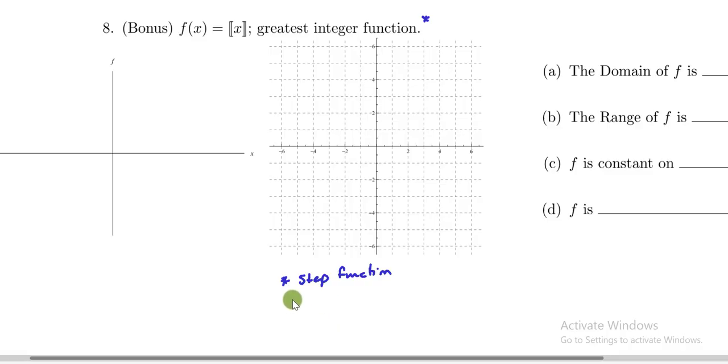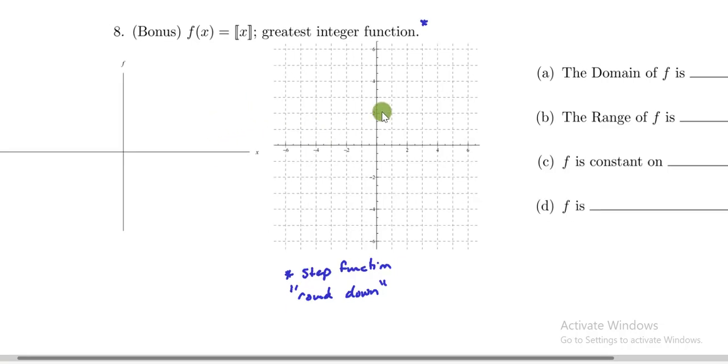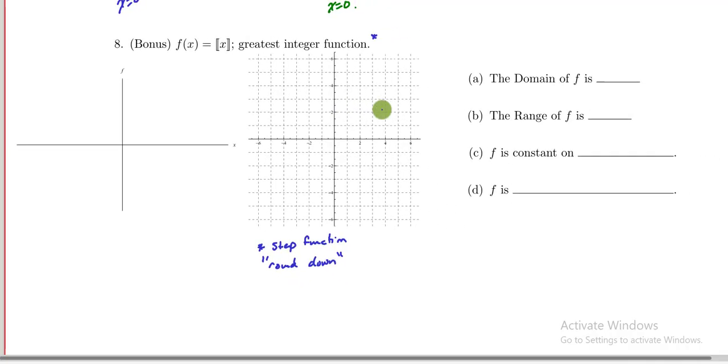I like to call it the round down function. Now, careful here. You know how to round numbers, but this specifically tells us to always round down to the lowest integer. So this one, again, just like before I show you the rough sketch of it, let's actually plot some points on this. So to do that, I'm going to go ahead and take, say, the number 1.1 and plug it into this greatest integer function.